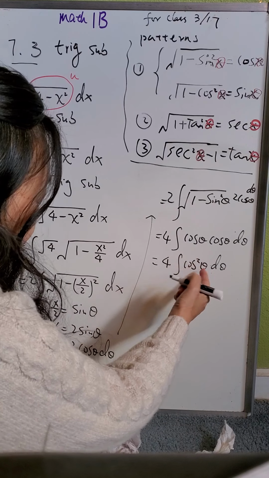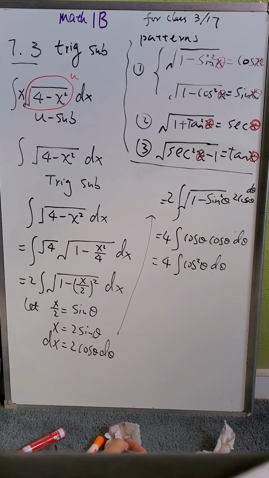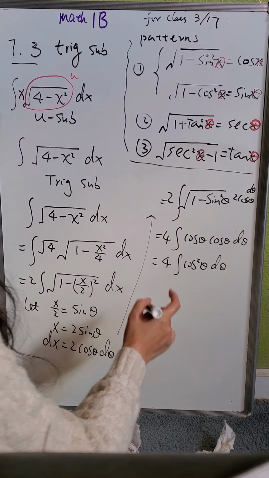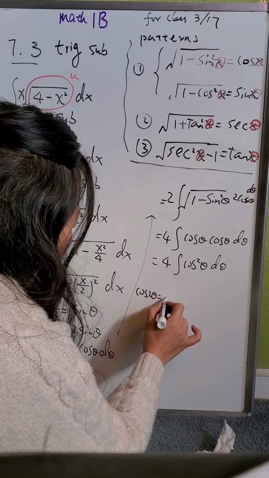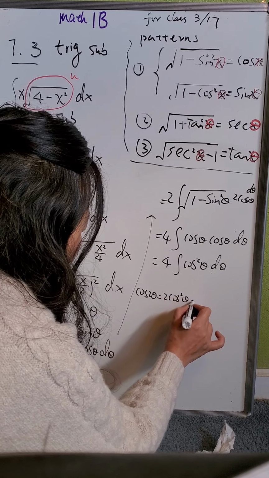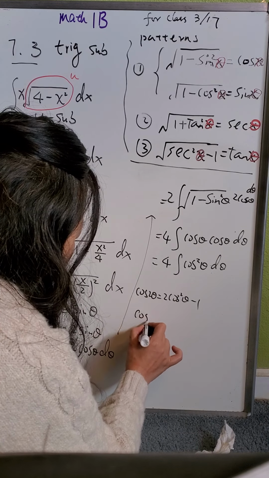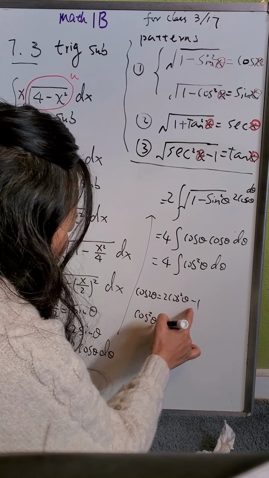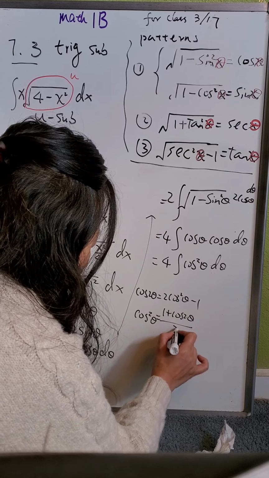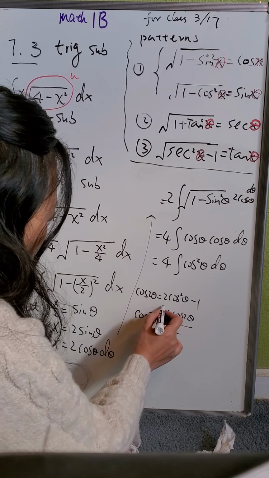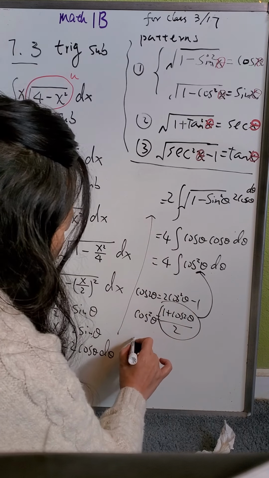Now for this, you cannot integrate cosine squared directly, so we use the technique we learned before in 7.2. We said that cosine 2 theta equals 2 cosine squared theta minus 1. I'm going to solve this out, so cosine squared theta equals 1 plus cosine 2 theta over 2. So I'm going to place this in here and continue.